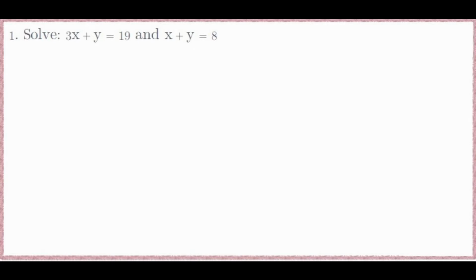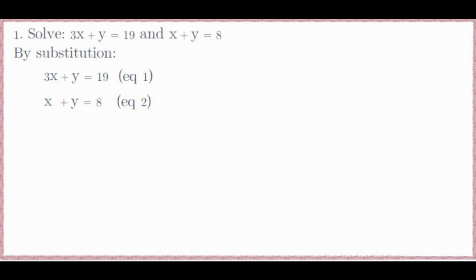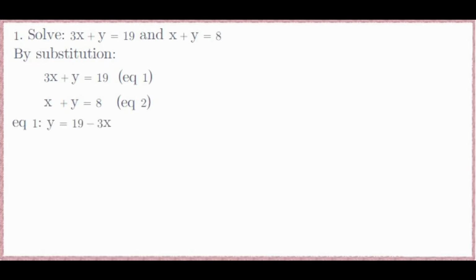Let's try solving this example using substitution. For substitution, we will solve one equation in terms of just one variable. So let's take equation 1 and solve it as y equals some function of x. So that's pretty simple. We'll end up with y equals 19 minus 3x. Let's take that and plug it into equation 2. So we have x plus 19 minus 3x equals 8.